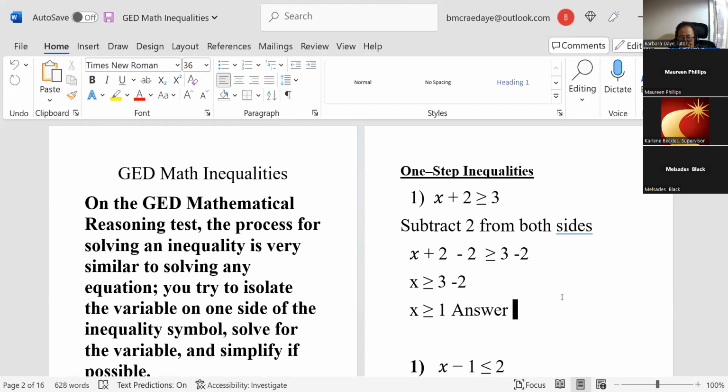I got it. 2 plus 2 is 4. 4 is greater than 3. Yeah. Remember, it's greater than or equal. Greater than is the 4, but it can be equal to 3.